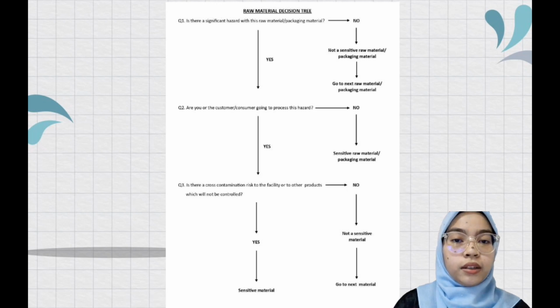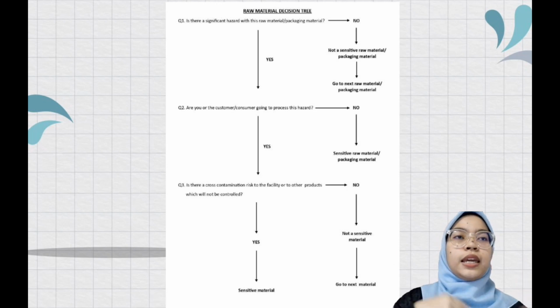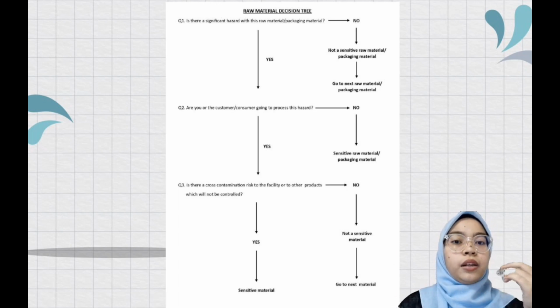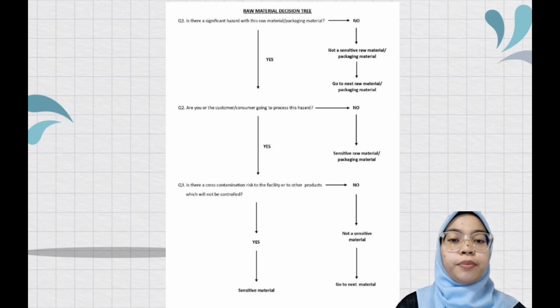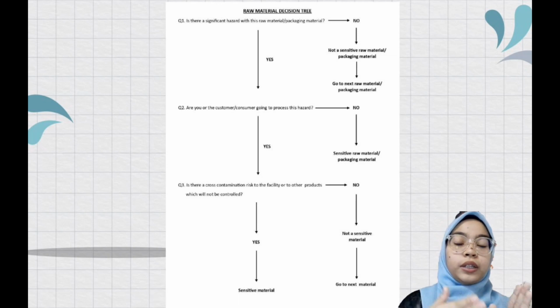So for the third question, it will fall to no, similar to the biological hazard just now, which is the E. coli part. So then it will conclude that this physical hazard, which consists of the grass, soil and stone, and the other one, is not a sensitive material. So as usual, we can proceed to the next material.